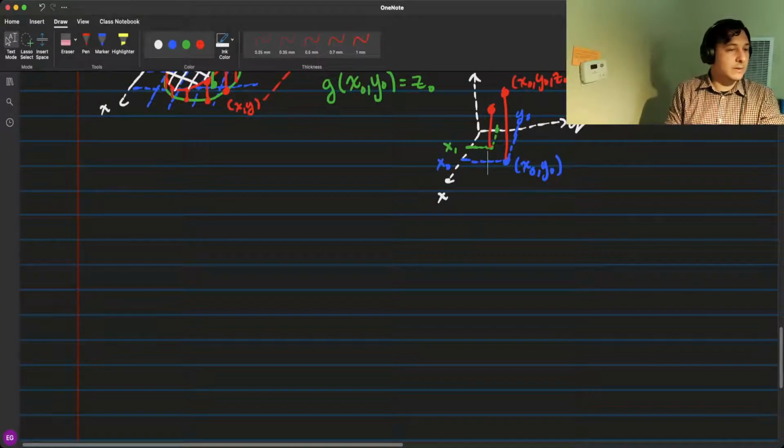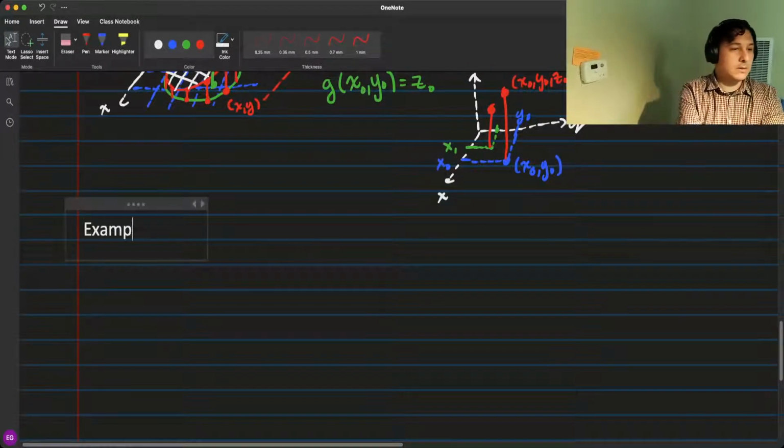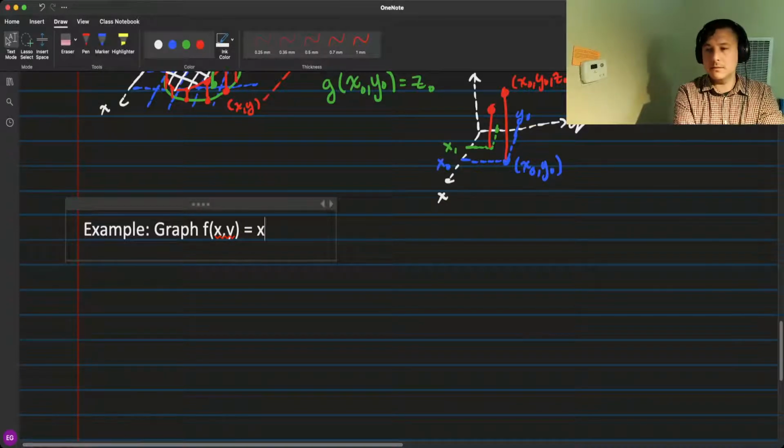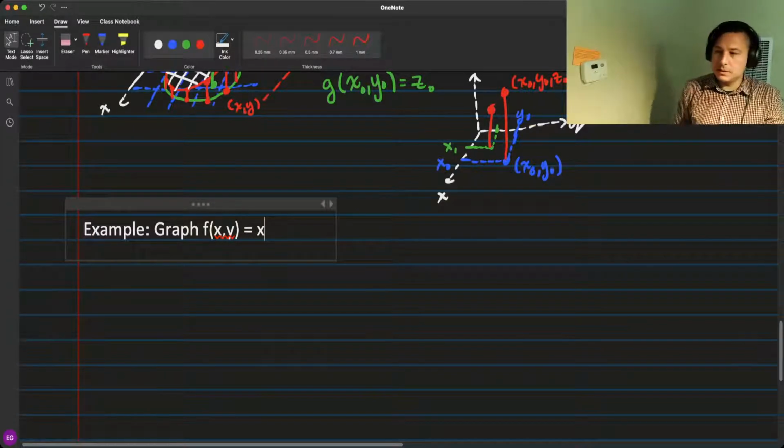Let's start off with something really easy. Graph f of x comma y equals x. There we go, that will be good.